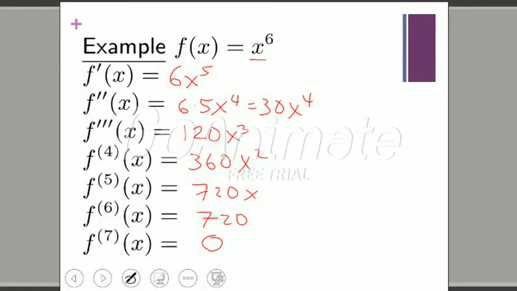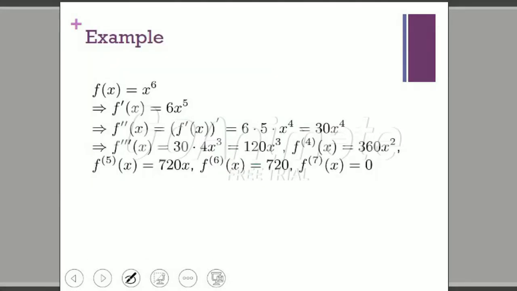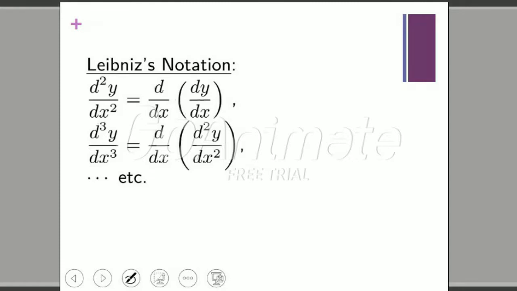So if you want a nicer notation, I summed it up here. Just double check they're the same. There's some notation for higher derivatives, which we call Leibniz notation. So this is where that notation d squared y over dx squared comes from. It's called Leibniz notation for the second derivative.